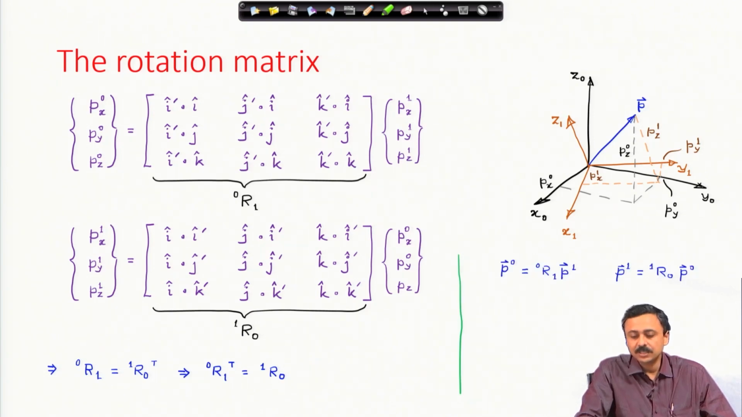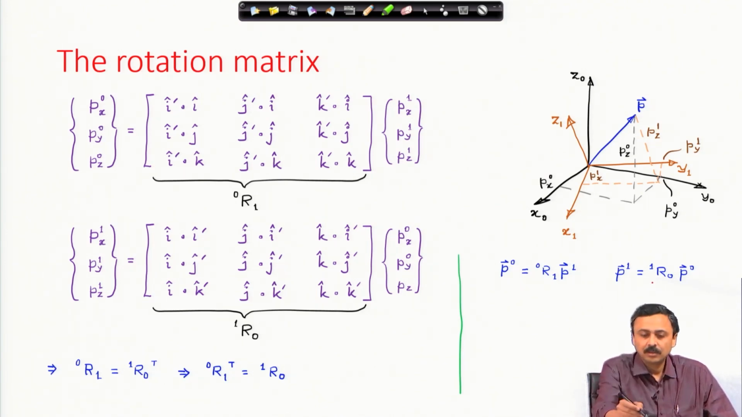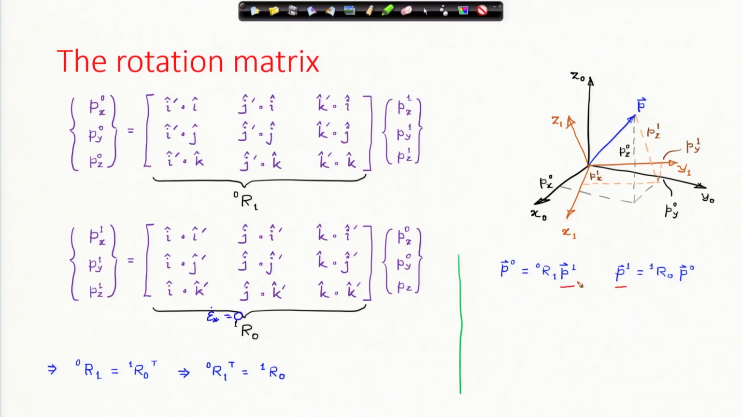What is the consequence of this? To see the consequence of this, a very interesting consequence, I have written these transformations, once from 1 to 0, other from 0 to 1. Now, these two, for example, this is same as this. So, I can substitute this here. I can substitute this here, and then I get this expression. This is P in frame 1.